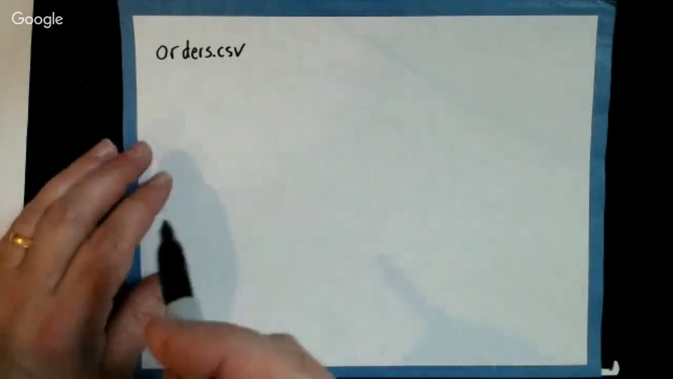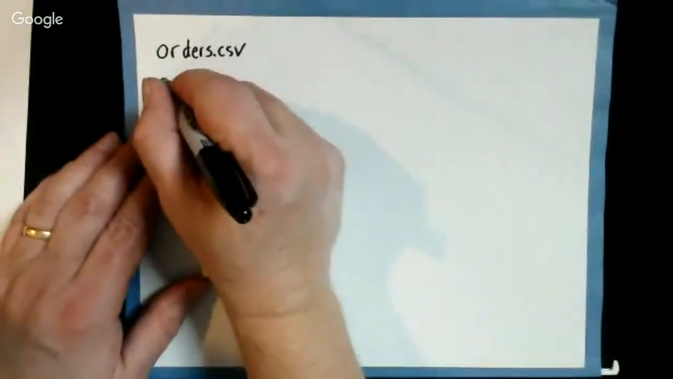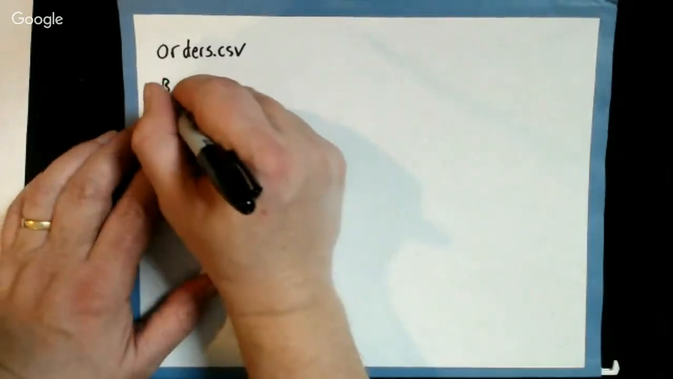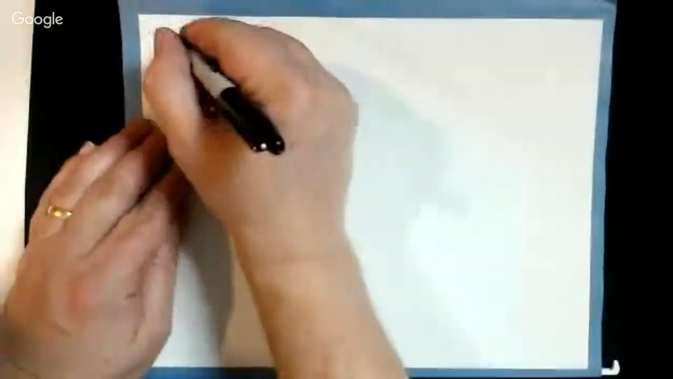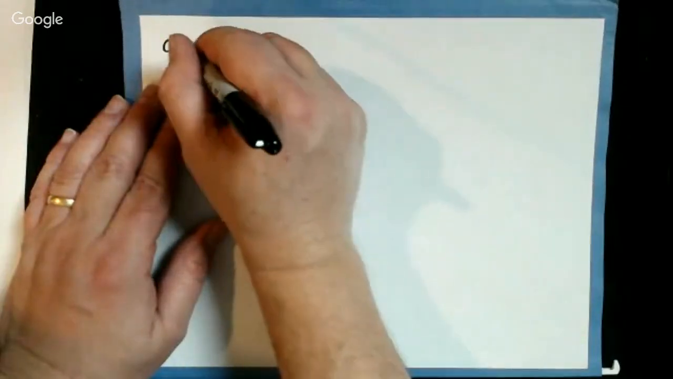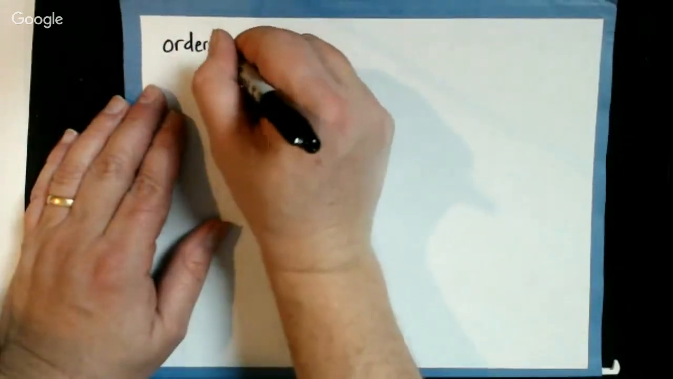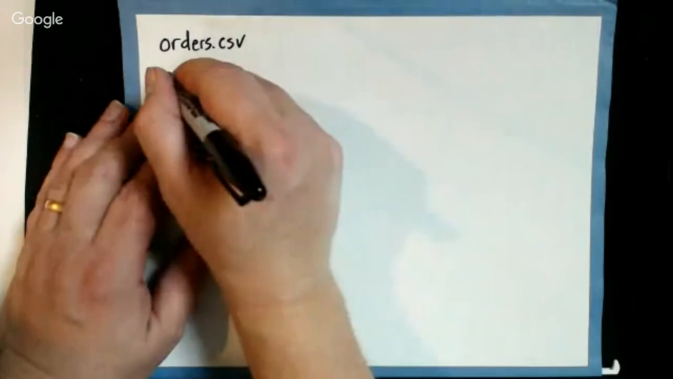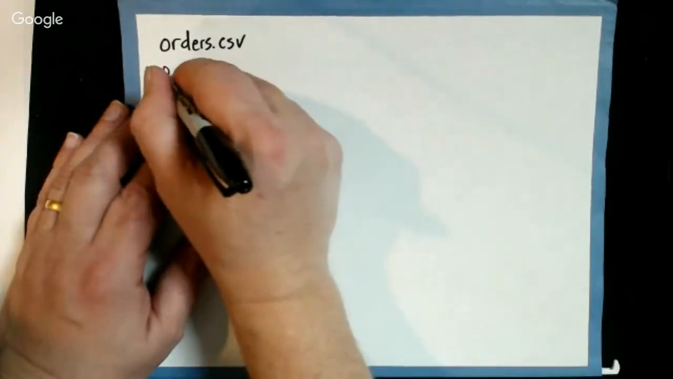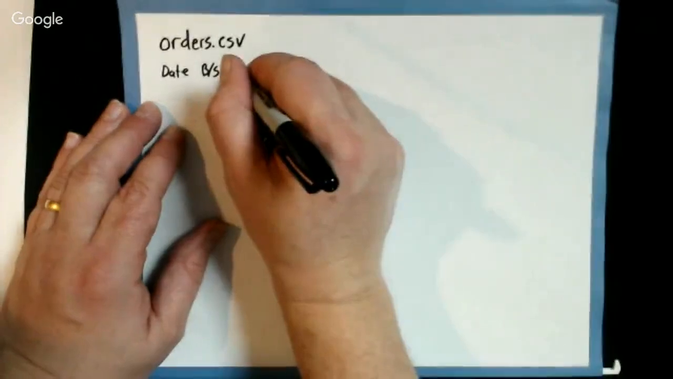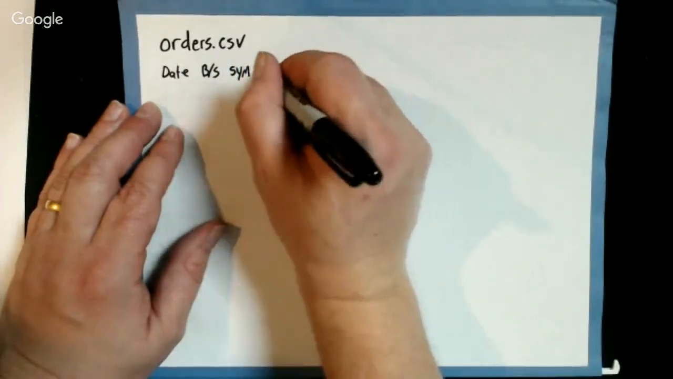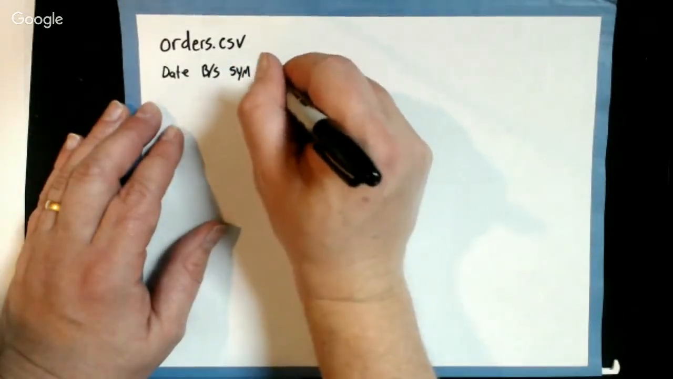Okay, so let's consider an order. Let's say buy. Oh, you know what? Let me start over again. I want to make sure I get the syntax right here. So we have dates, buy or sell, symbol, and then number of shares.